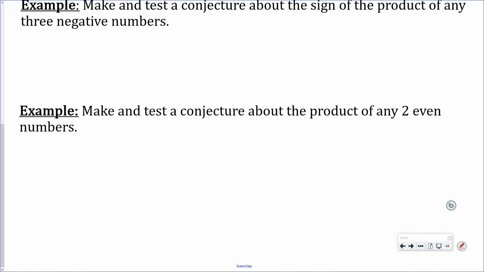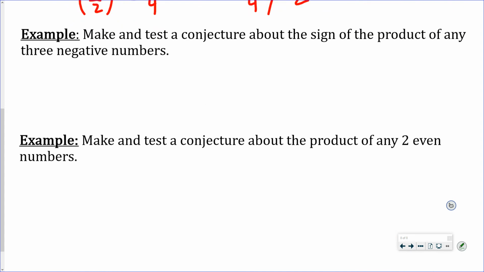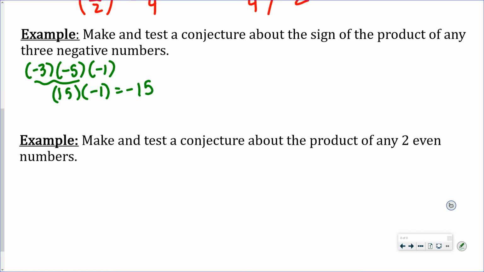Last couple. We're almost done. Make and test a conjecture about the sign of the product of any three negative numbers. I just like to start with an example first. I'm going to pick three negative numbers, and keep it pretty simple. 0 is not positive or negative, so you can't use 0. Let's say -3 times -5 times -1. My brain works left to right. I'd do these two first and get positive 15, and then times -1, I'm going to get negative 15.